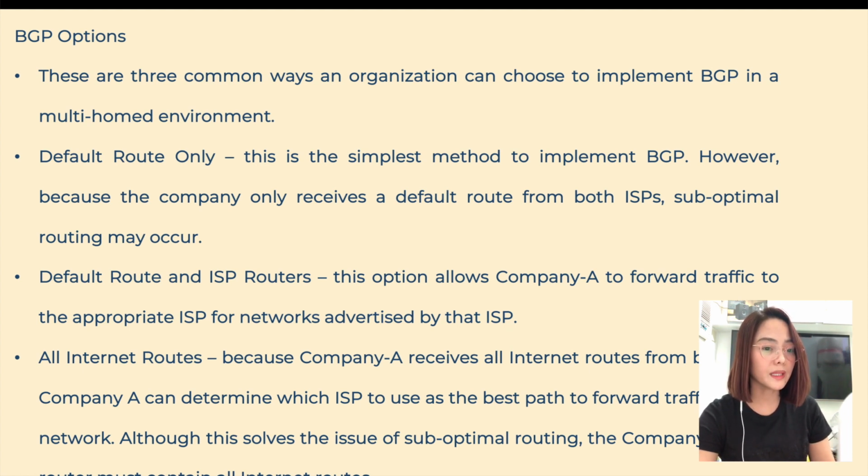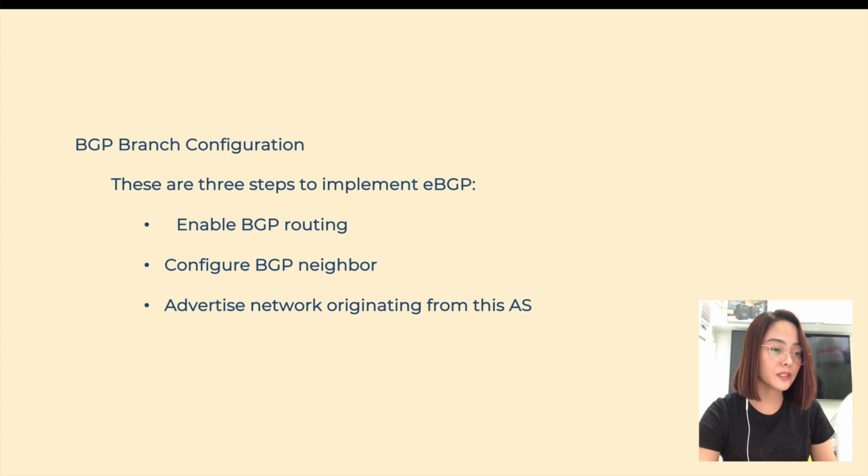Default route and ISP routes. This option allows Company A to forward traffic to the appropriate ISP for networks advertised by the ISP. All internet routes. Because Company A receives all internet routes from both ISPs, Company A can determine which ISP to use as the best path to forward traffic to any network. Although this solves the issue of suboptimal routing, Company A's BGP router must contain all internet routes. BGP branch configuration. There are 3 steps to implement eBGP. Enable BGP routing, configure the BGP neighbor, and advertise networks originating from this AS.